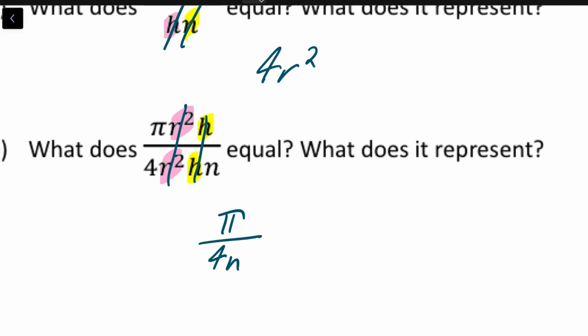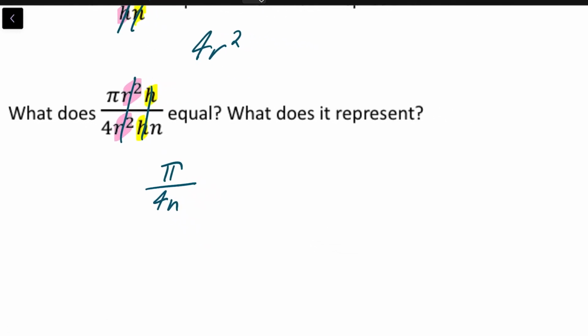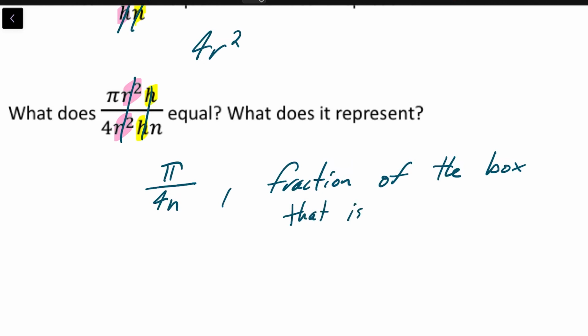Okay, and what does that represent? That represents the fraction of the box's volume that is taken up by each puck. Okay, when you take the volume of a single puck and divide it by the volume of the entire box, you get the fraction of the box that is taken up by one puck.